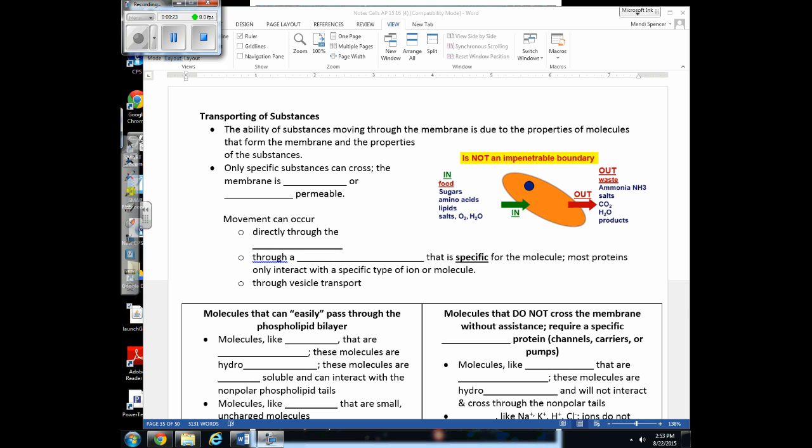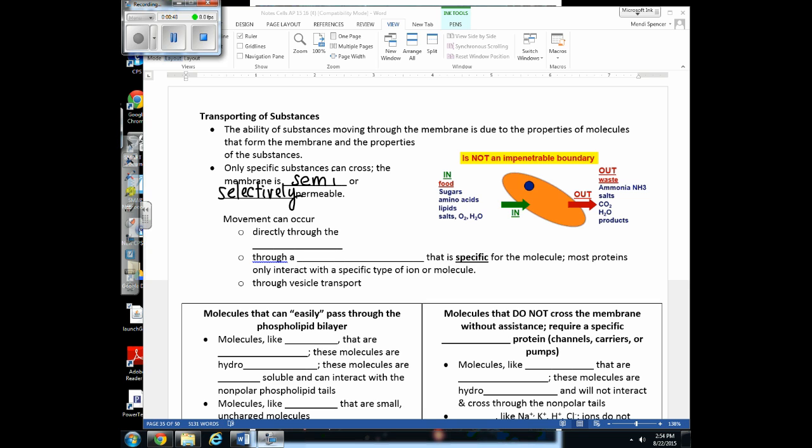Not all molecules are able to cross the membrane. So we say that the membrane is semi-permeable or selectively permeable. Now, whether these substances or these molecules are able to cross is due to the properties of these molecules and also the properties of the molecules that make up the plasma membrane.